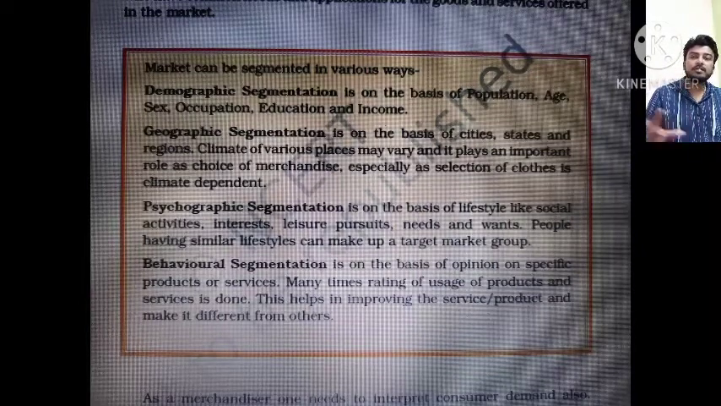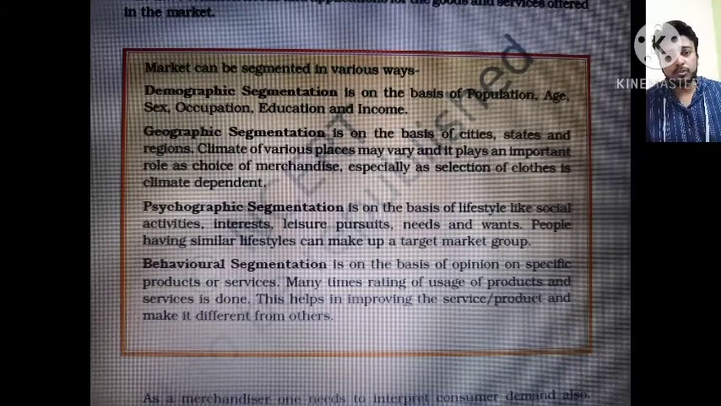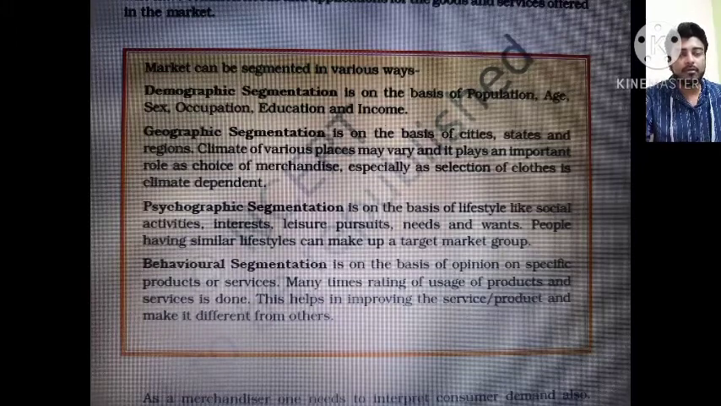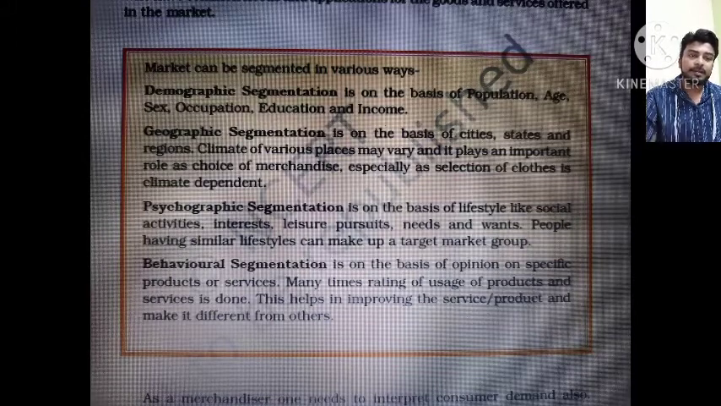In the colder regions, there will be winter clothes only, and in the temperate and hot and humid regions, summer clothes will prevail in that period. In this way, geographic segmentation is done on the choice of the merchandise. Now number three is psychographic segmentation, which is on the basis of lifestyle, like social activities, interests, leisure pursuits, needs and wants. According to these factors, psychographic segmentation is done.